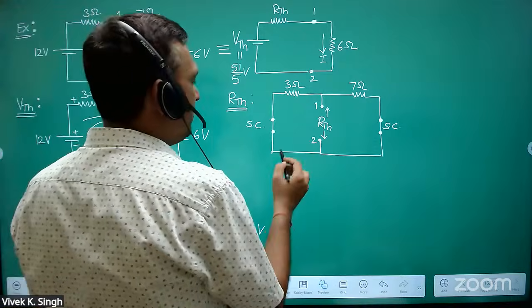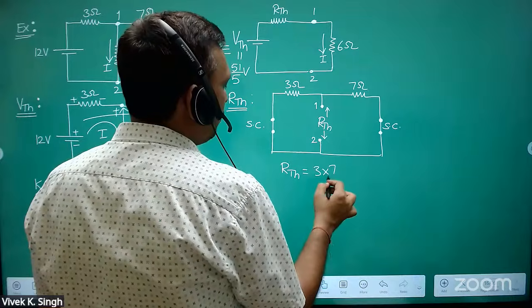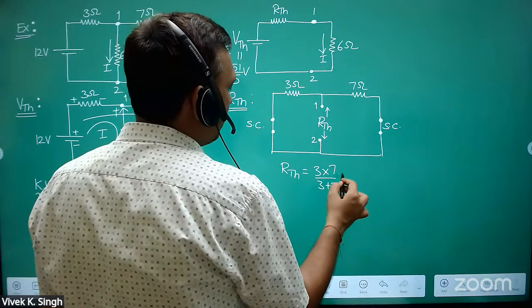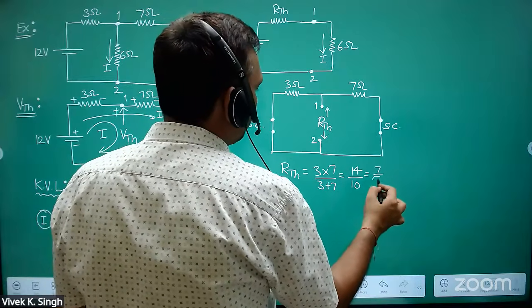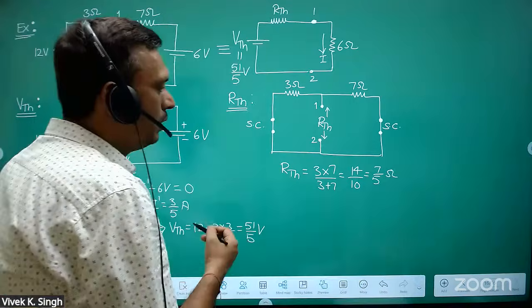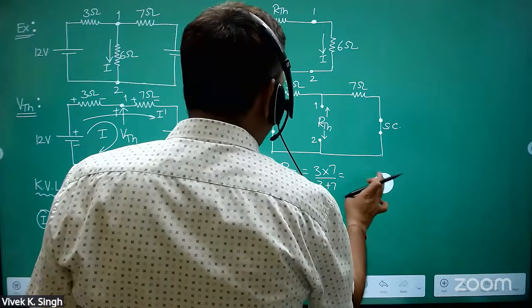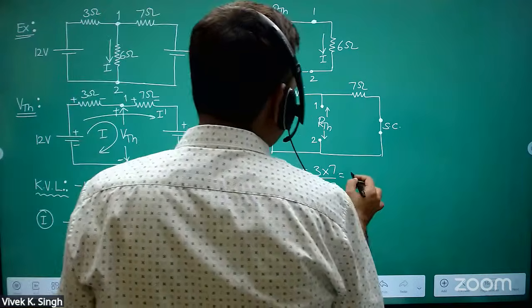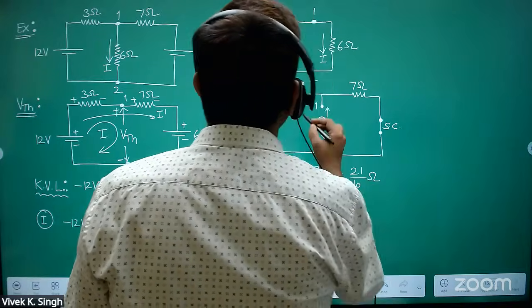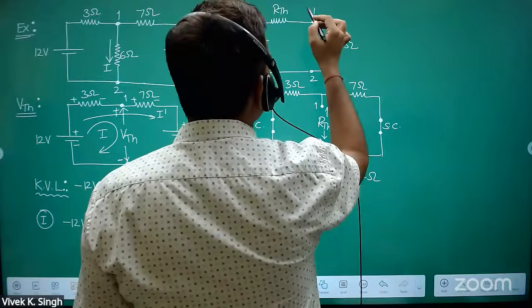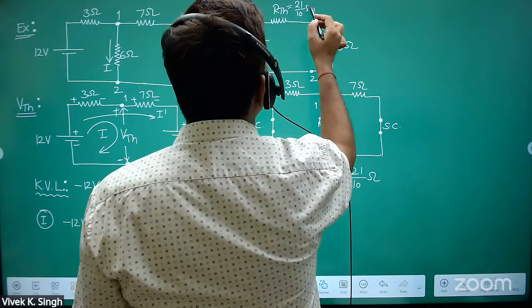So again, what will be RTH? These two are in parallel. So 3 into 7 by 3 plus 7. So this is 21 by 10 ohms.